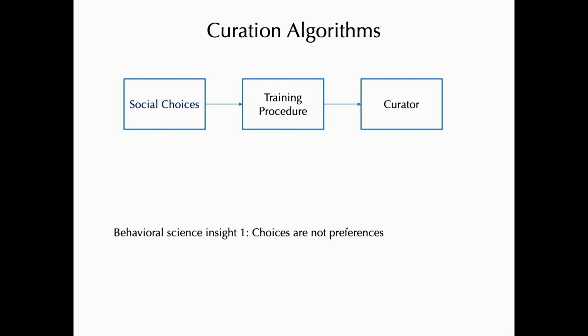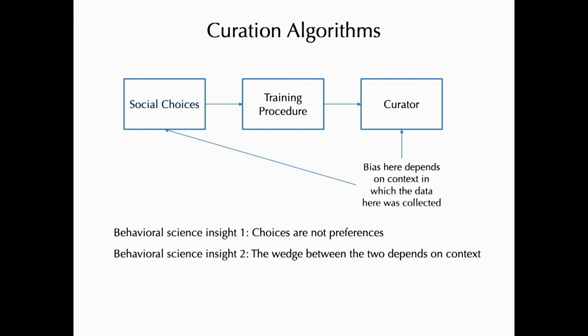So behavioral science insight 1: choices are not preferences. The wedge between the two depends on the context of the training data. Does that make sense to everybody? Okay. So let's see how much this matters. I'm going to do a lab experiment, and then I'm going to do a field experiment, okay? And I'll do this very quickly, but I can give you feedback.